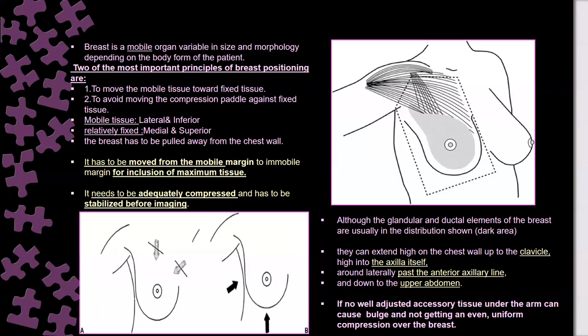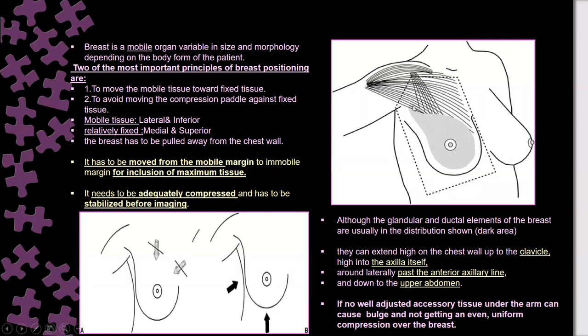The principle of positioning in mammography is to move the mobile tissue toward the fixed tissue, because we usually want to make the breast relatively immobile during the mammography. To avoid motion, we use the compression paddle against the fixed tissue. The breast is more mobile laterally and inferiorly, and relatively fixed superiorly and medially. So we push the breast from lateral and inferior toward the more fixed superior and medial regions, to stabilize it and avoid motion artifacts.